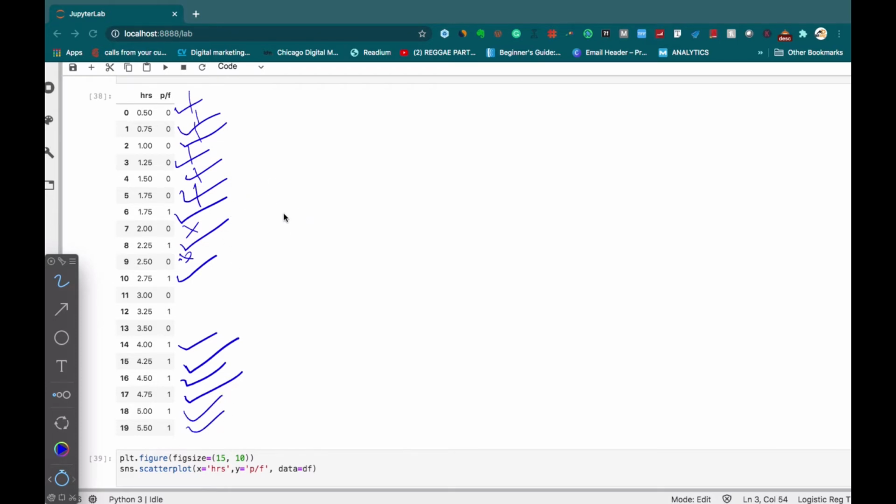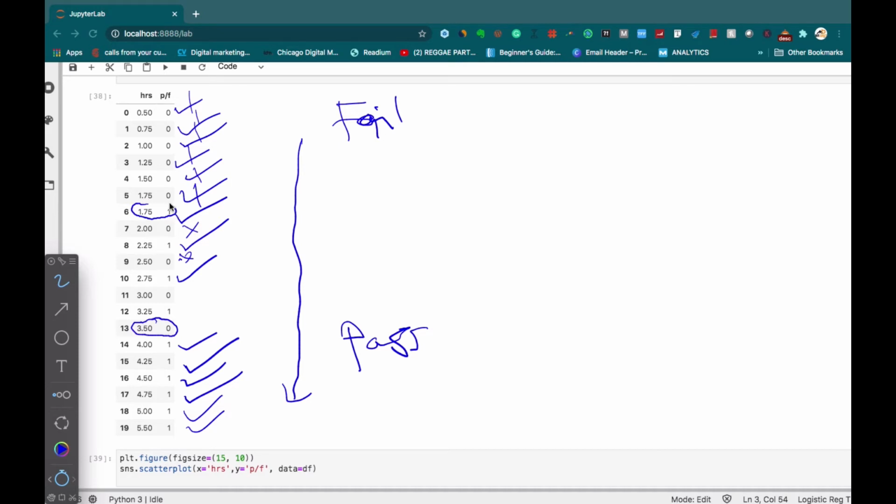So we can actually conclude that the longer hours the person sits down and studies, the person is likely to pass. But if the person studied for fewer hours, the person is likely to fail. We can make that conclusion over here, that those who study longer hours are likely to pass, but those who study fewer hours are likely to fail. Although there are some anomalies where someone even studied for 3 hours 50 minutes, but the person still failed, and someone also studied for 1 hour 75 minutes, but still the person passed.